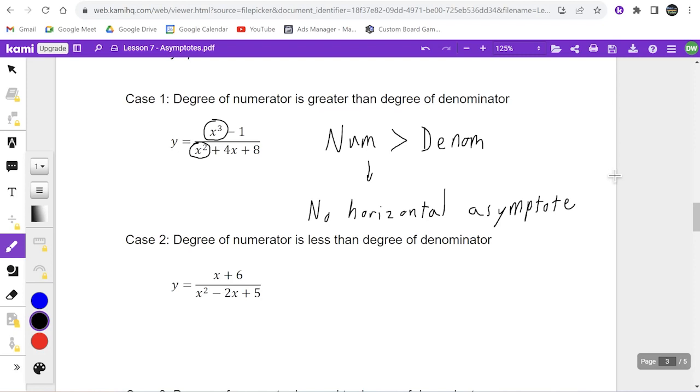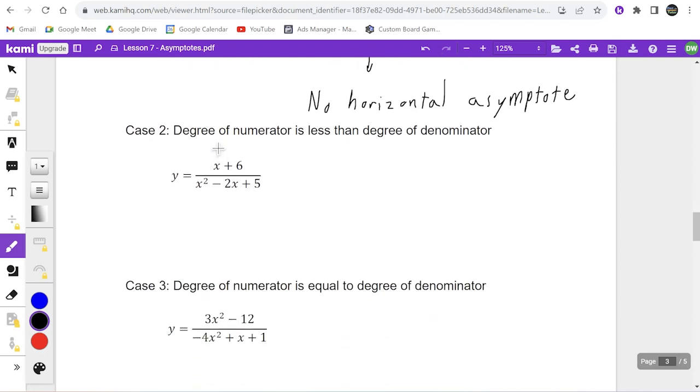And when I say sufficient size, well, let's look at case 2. For case 2, we say the degree of the denominator is... Oh, sorry, I said it backwards. Degree of numerator is less than the degree of the denominator. Same thing. So basically here you look at the x in the numerator and the x squared in the denominator. In this case, the denominator degree is greater than the numerator degree.